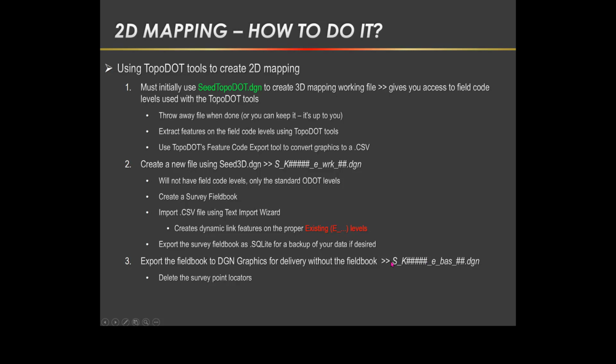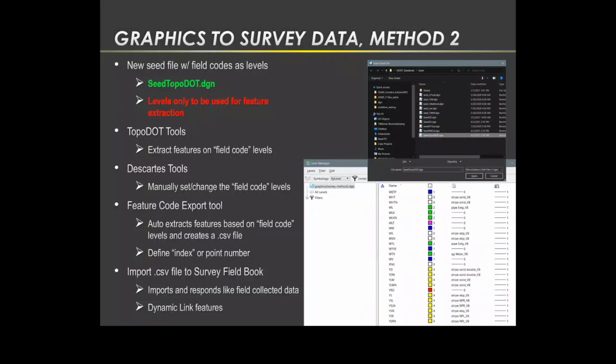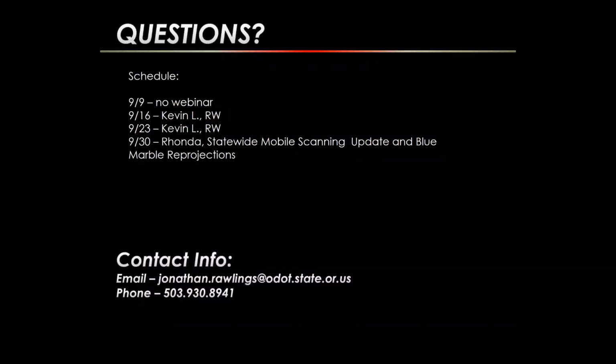One of the things you're going to have if you do it that method, since you do have the dynamic link features, is you have those survey point locators that you'll need to delete out of there because you don't need them. You just need the graphical features. So I'm going to do another webinar on this method, I suppose, because we are about 5 minutes out of time. And I had a lot more to get through.